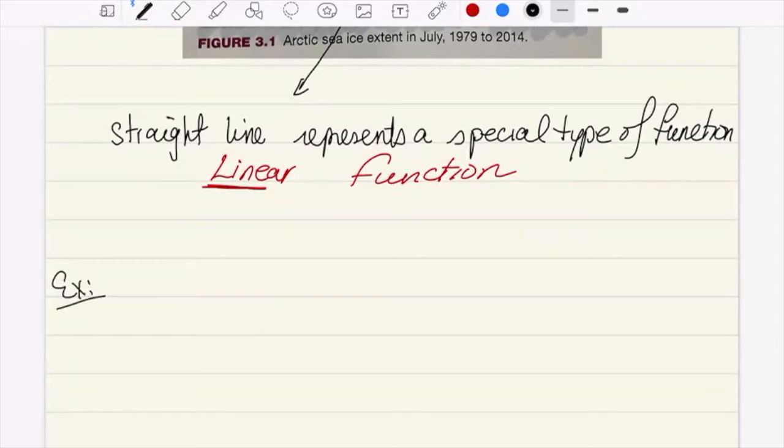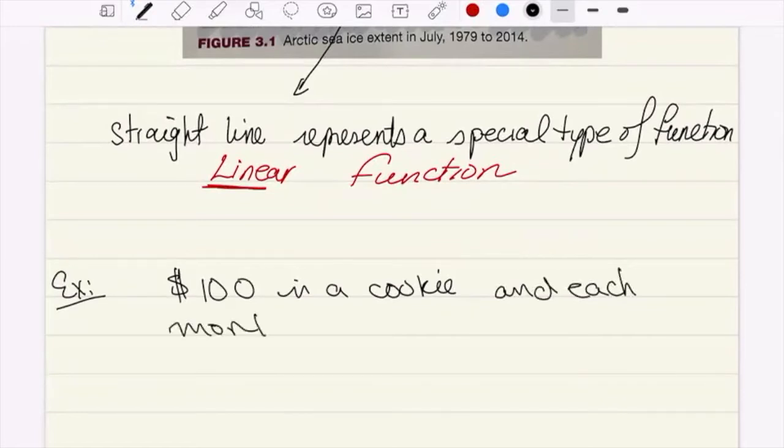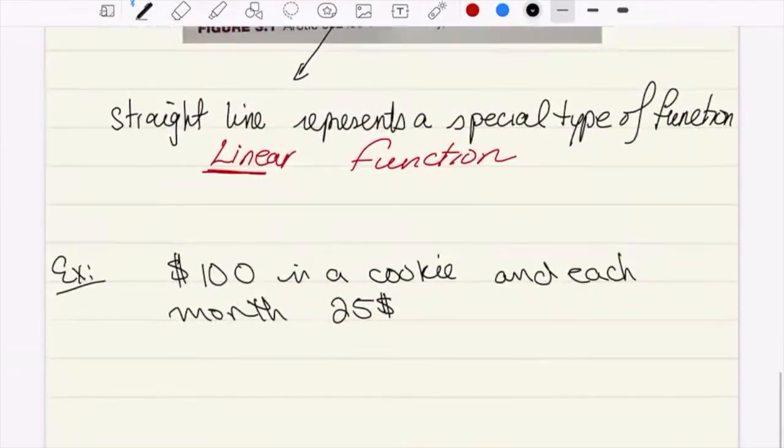I want to start with $100 in a cookie jar. If I have $100 in a cookie jar, and each month I want to add $25 to it, we can think of the number of months as the independent variable and the amount of money in the jar as the dependent variable.